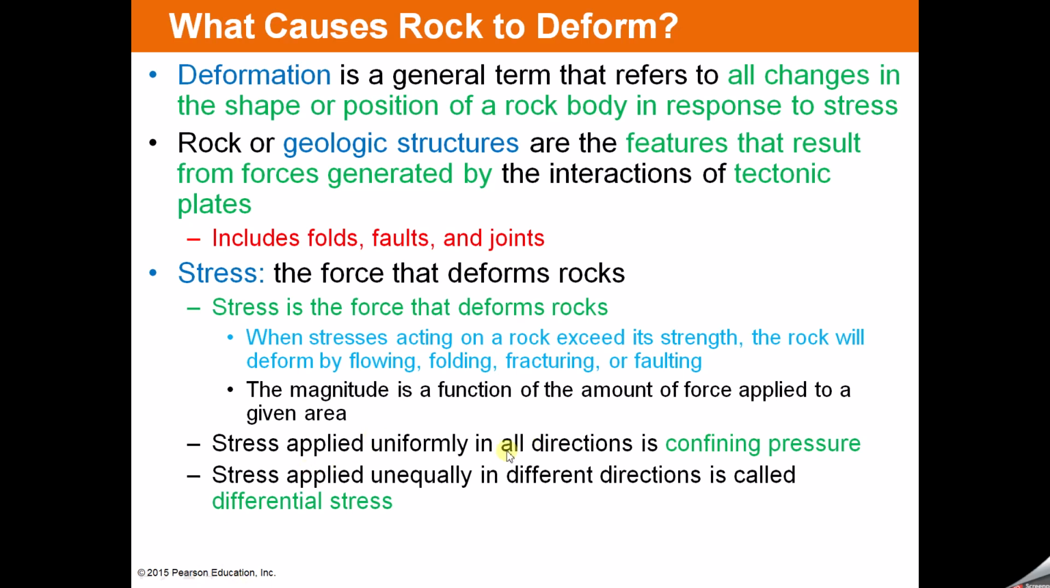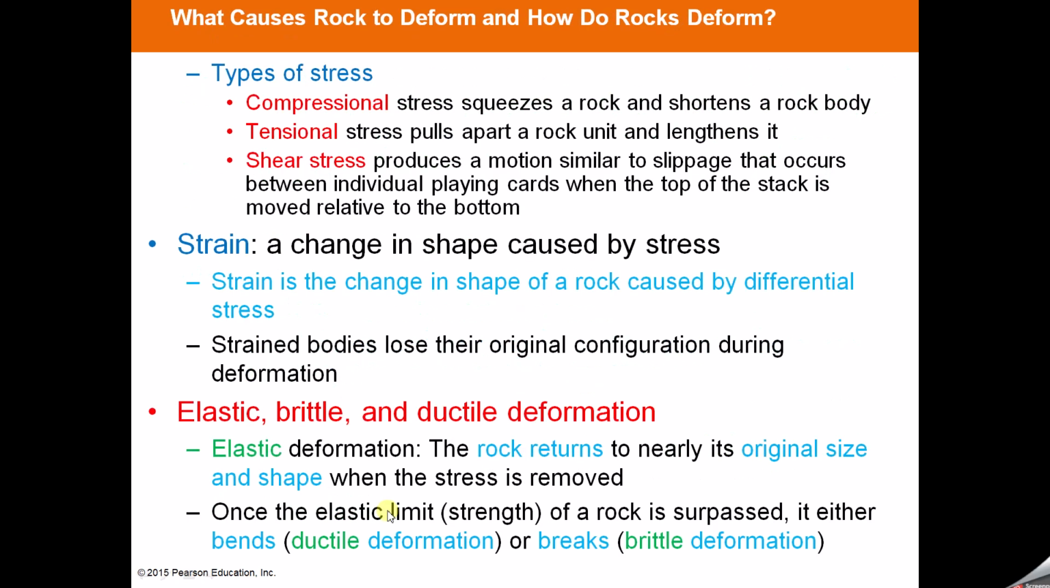Stress applied uniformly in all directions we call confining pressure. So confining pressure is the pressure applied from all directions, even, the same amount. But stress applied unequally in different directions is called differential stress. So differential stress is uneven, with some sides stronger than the others. So we have two different types of stress here: confining pressure and differential stress, or differential pressure.